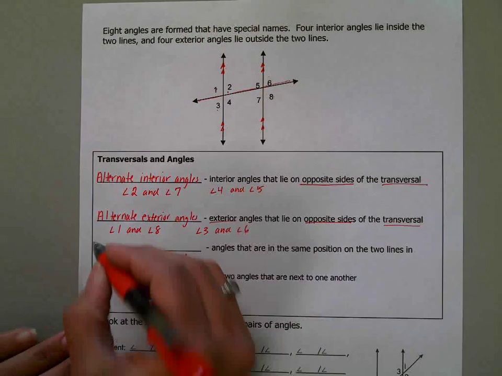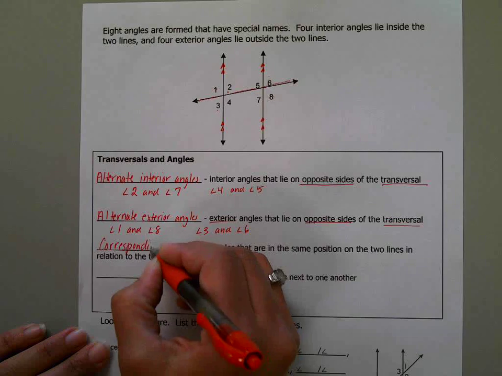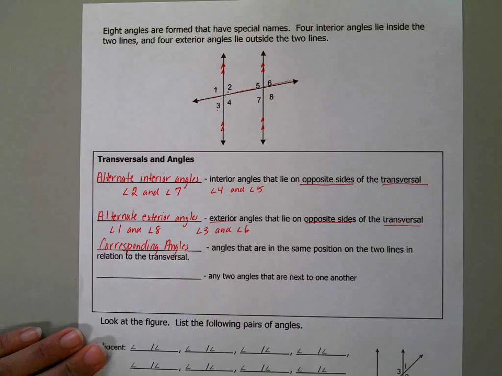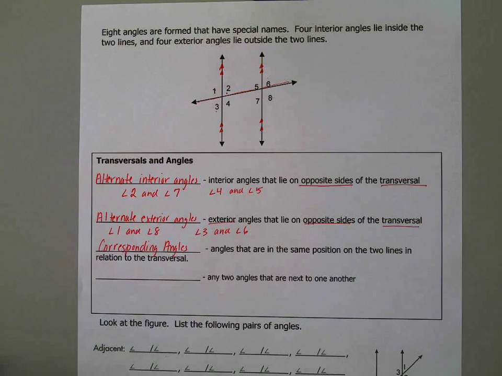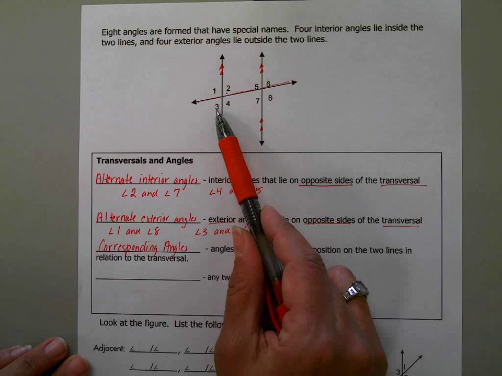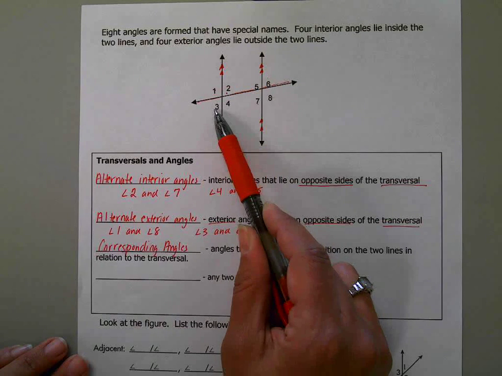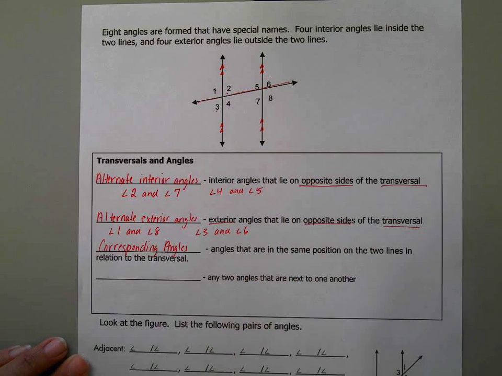Okay, our next set are called corresponding angles. You should be familiar with that word, corresponding. These are angles that are in the same position on the two lines in relation to the transversal. Okay, so if I'm looking at this, we have several corresponding angles. Our first corresponding set that we're going to look at are angle 3 and angle 7. If you notice, they are in the same position in relationship to the transversal and my two lines. So angle 3 and angle 7.